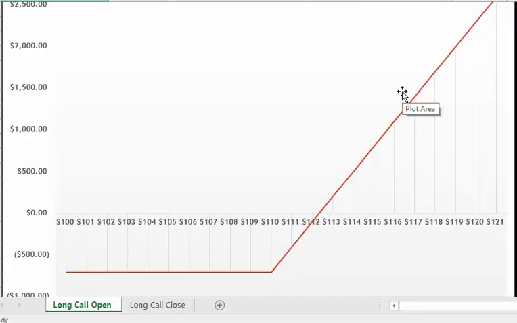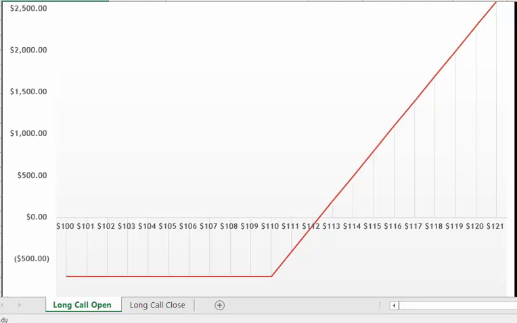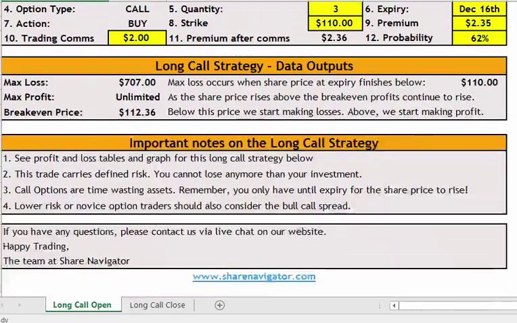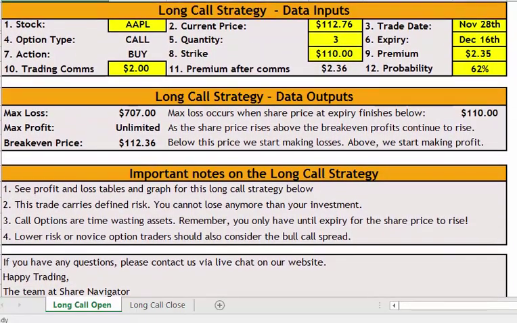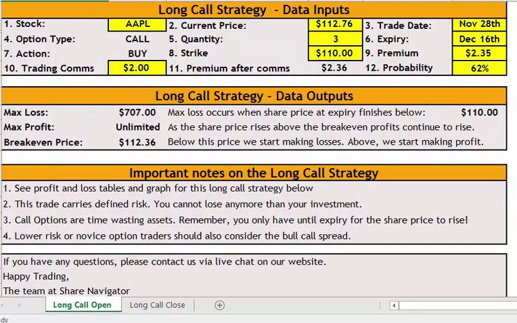So the long call strategy, it's a really good strategy to apply when implied volatility is low and you think the share price is going to rise. If implied volatility is high, you should consider another strategy such as the short put or the bull put spread.